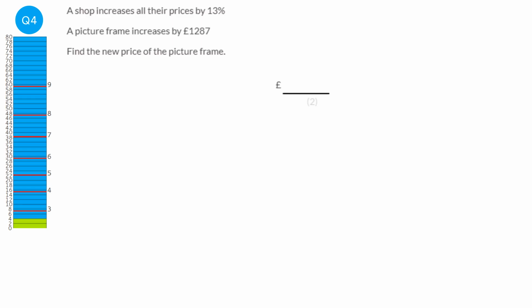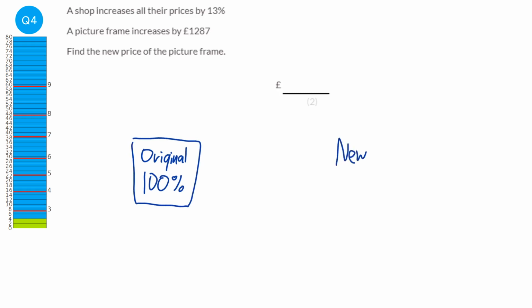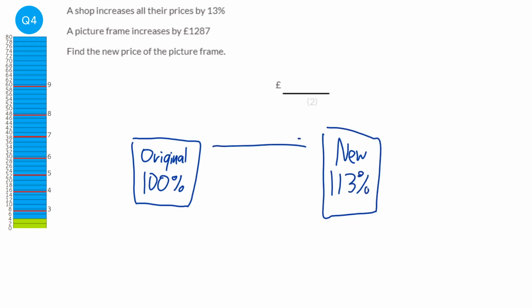function. So we have an original amount, and this represents 100% of the original amount. The new price, new amount, represents 113% because it has said that it has gone up by 13%. So it has increased by 13%. And as a value, that increase is £1,287. So it's 13% of the original. It's gone up 13% of the original price.